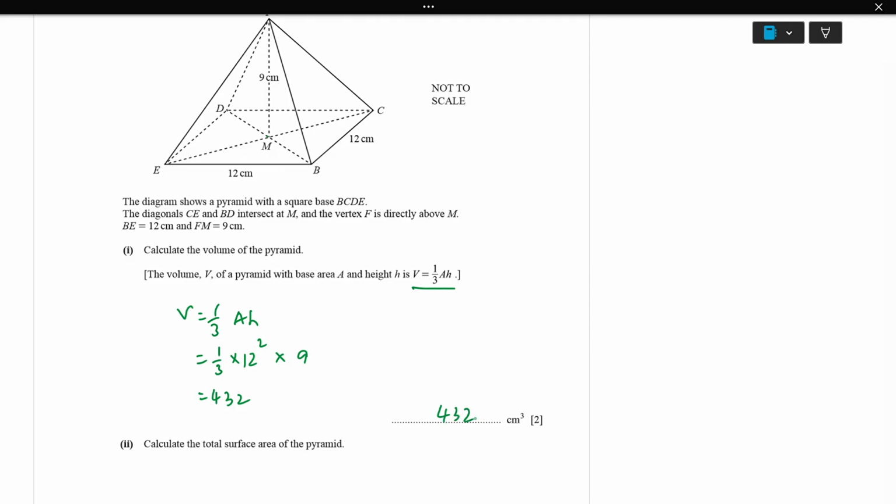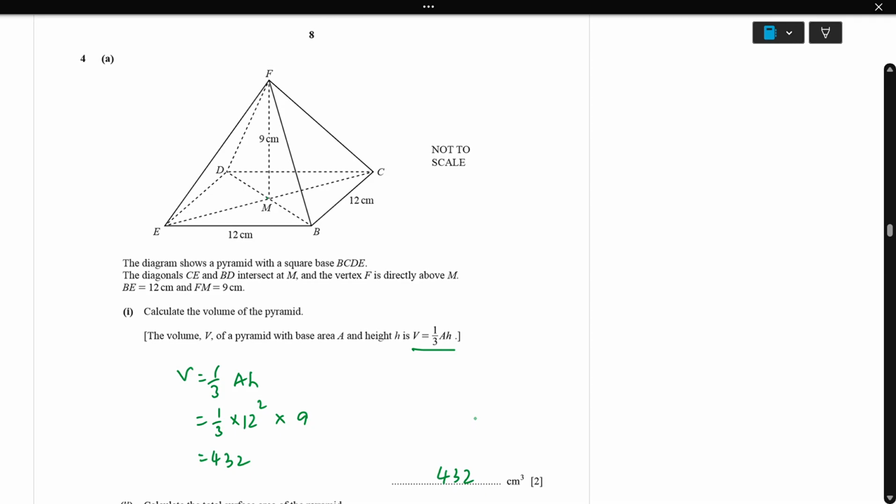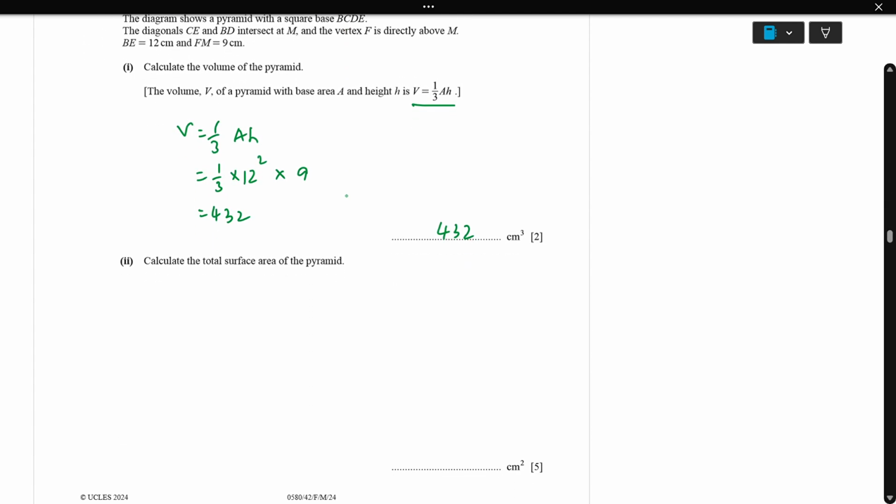Next, calculate the total surface area of the pyramid. For the total surface area, we need the slant height of the triangle. So I'll draw a line here and a line here. As we know, this vertical height is 9. The entire length from here to here is 12, then half is going to be 6. So with Pythagoras, we can find the height. Okay, total surface area: first the base area is 12 squared.